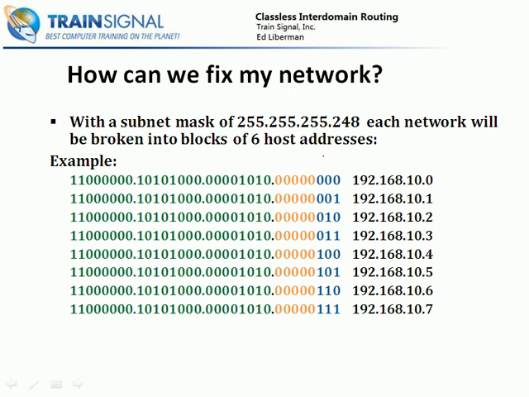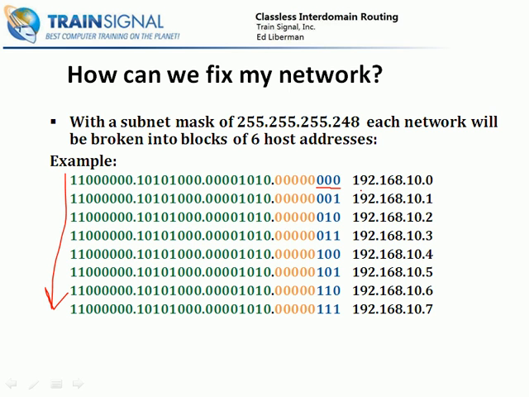Well, when you have a subnet mask of 255.255.255.248, each network is going to be broken into blocks of 6 host addresses. Now, how do I know it's 6? Well, the reason why is, you remember, the formula is 2 to the n minus 2. Here we have 3 bits available for our host addresses, so 2 to the 3rd is 8, minus 2 equals 6, and I've illustrated that by showing you all 8 possible combinations.